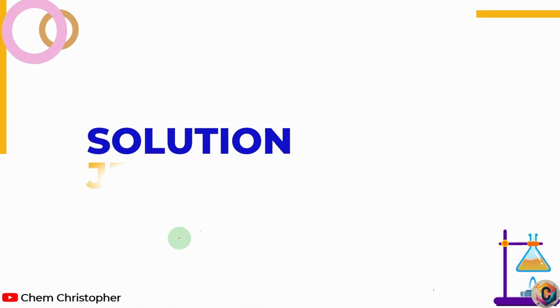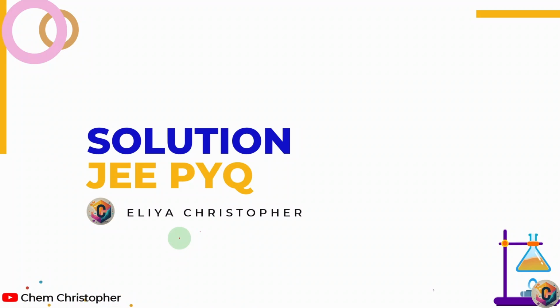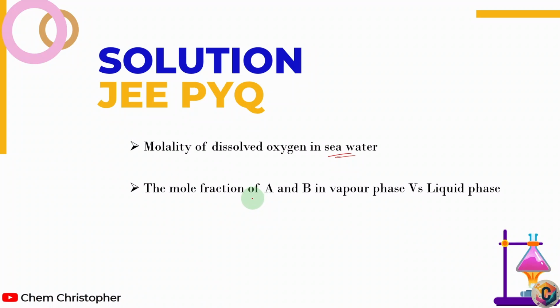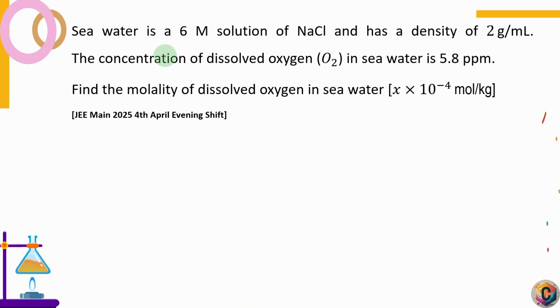In this video, I'm going to discuss two JEE questions from the solutions lesson. We are going to see how to calculate the molality of dissolved oxygen in seawater. And the next question that we are going to discuss is the mole fraction of A and B in vapor phase versus liquid phase. Let us see the first question.